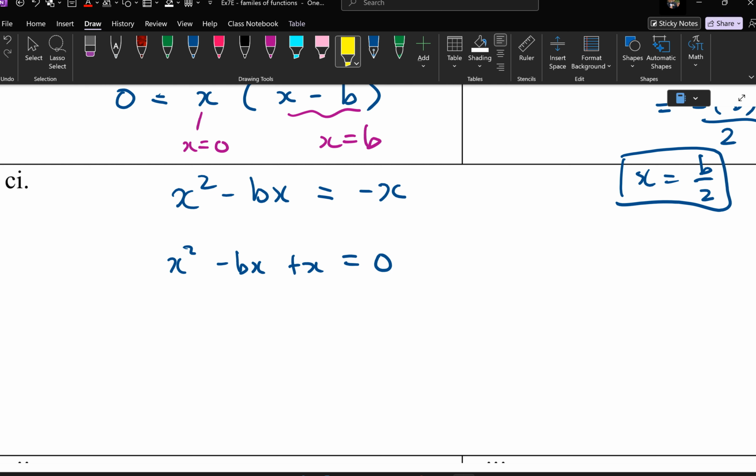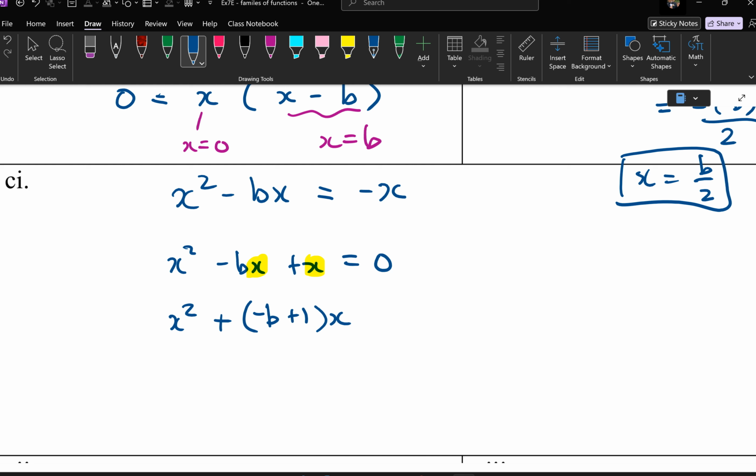Good. First thing is, when I see a lot of x here, I see where I can factorize first. And one of the things is, they're both x's. One's 1x and the other one's negative bx. So I would start off by doing this. Take out the x as a common factor outside the brackets. What's inside the brackets? Negative b plus the 1. You see that? So x times negative b is negative bx. x times 1 is positive x.